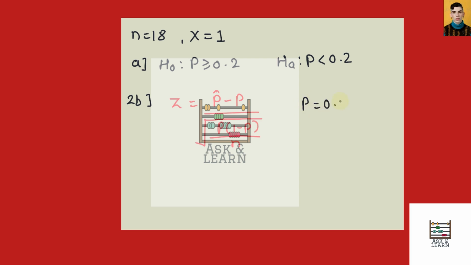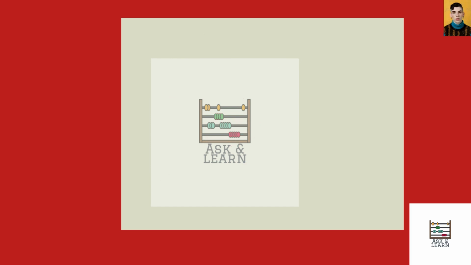Here P is 0.2, N is the sample size which is 18. P hat is the sample proportion which is x upon N. So 1 divided by 18 gives the sample proportion value as 0.0556. With these values we get the Z-test statistic value as minus 1.5321.